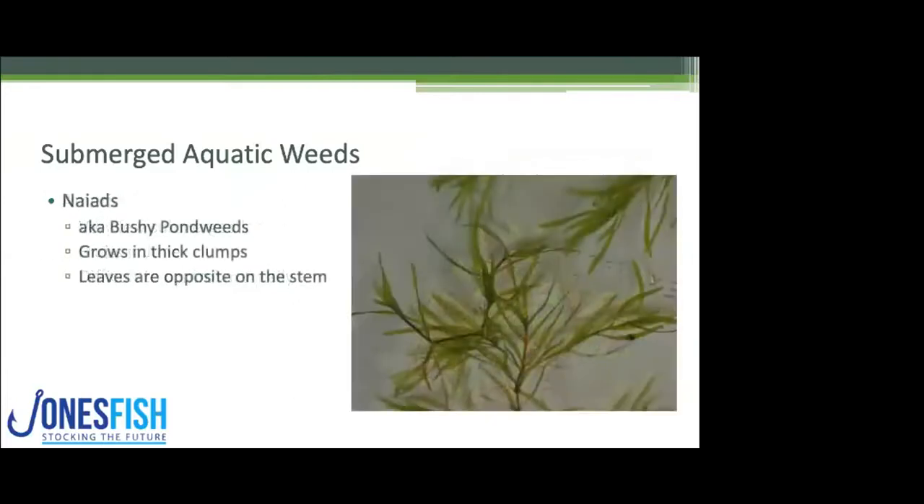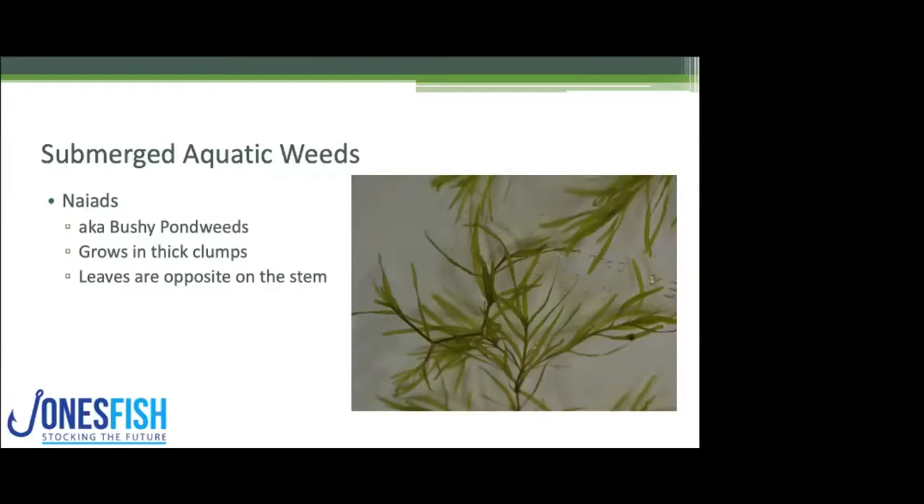Next one, naiad species. There are a few different ones that we deal with around here. Brittle naiad and southern naiad are the two biggest ones that I see. They'll form big clumps up off the bottom. Sometimes it'll look like big evergreen forests and big bushy clumps, especially your brittle naiad species, which is pictured there. That's a very extreme close-up, but it'll form very large mounds up off the bottom.